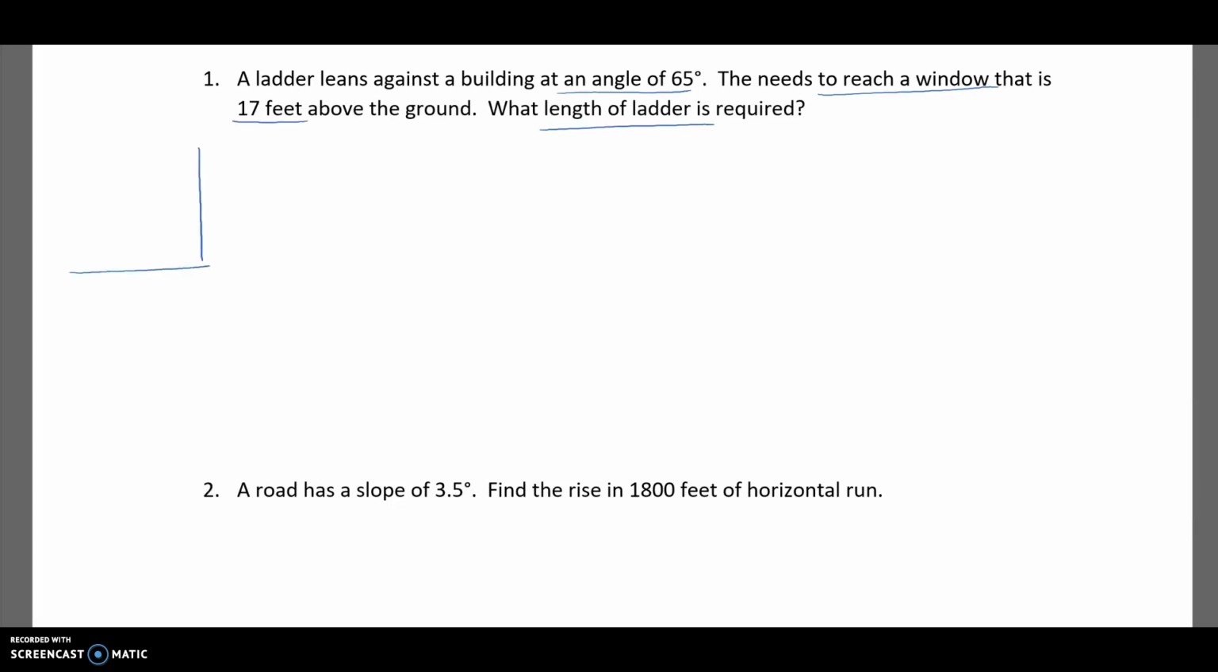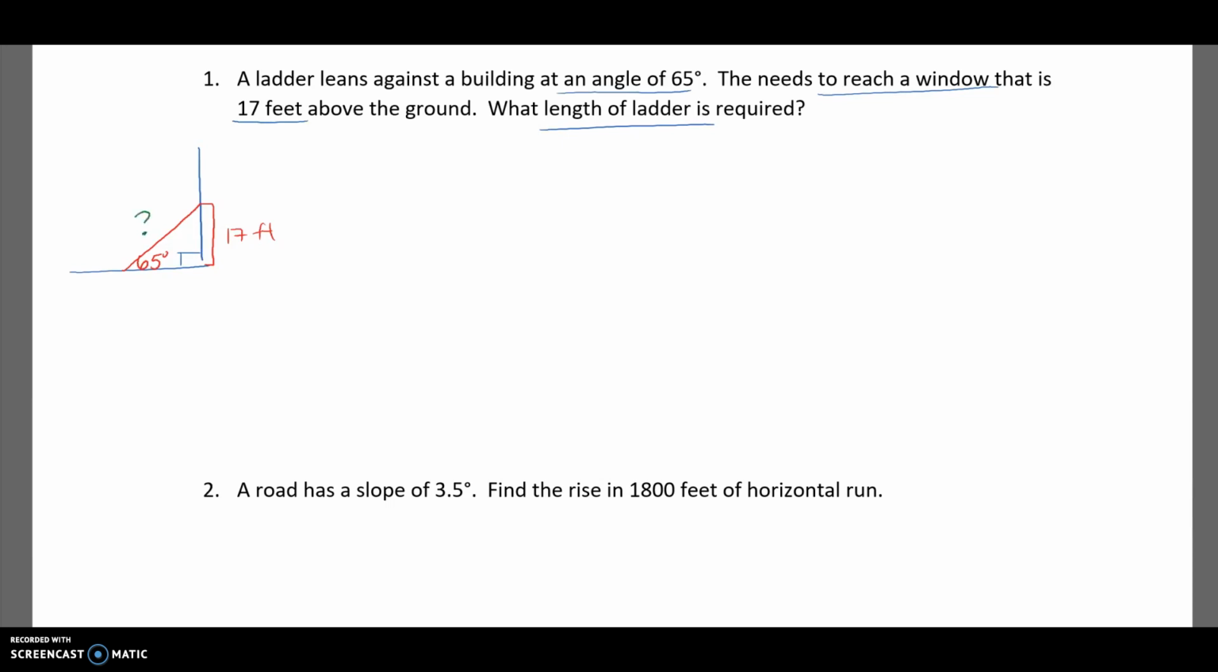We have our building and the ground meeting at a 90-degree angle, and our ladder in between them. We know that the ladder needs to reach a window 17 feet above the ground. So this dimension here is 17 feet, and the ladder is leaning against the building at an angle of 65 degrees. We need to know what length of ladder we need. So what is this length here?